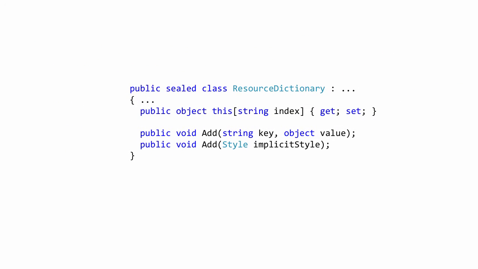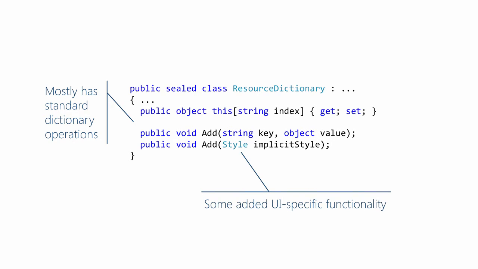It is similar to a System.Collections.Generic dictionary with key-value pairs. It has a small amount of customization to hold UI-specific values, for example, implicit styles. The Add method takes the style and generates the key internally from the fully qualified name of the style's target type.